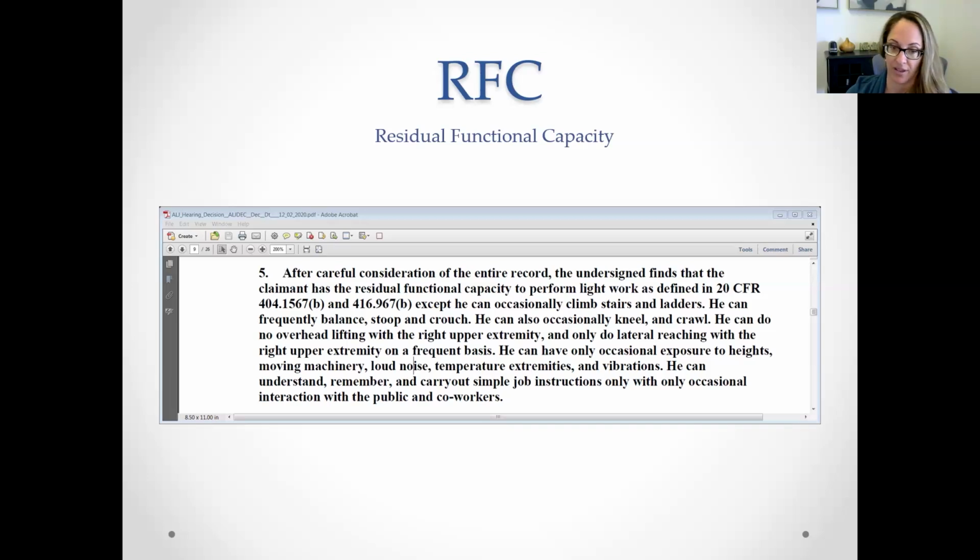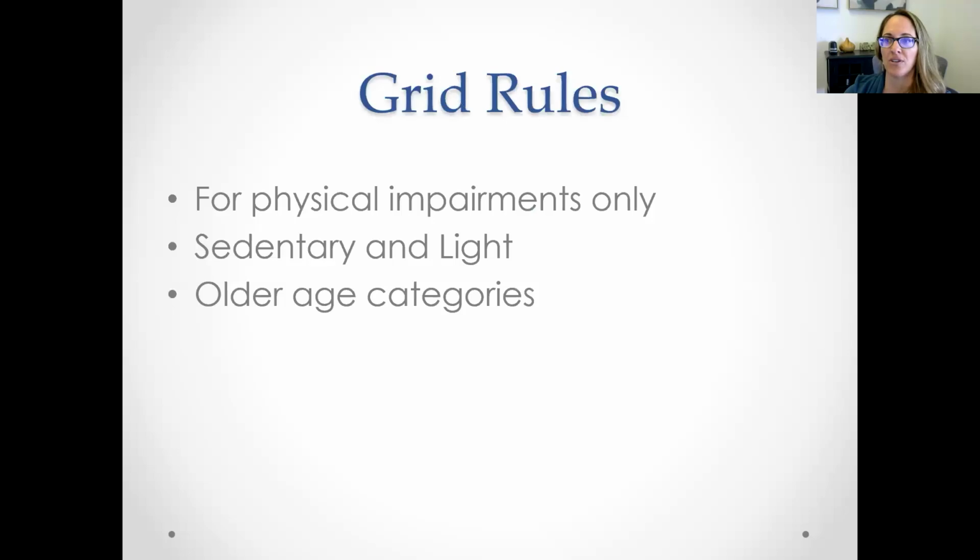And then if the vocational expert says no, then the judge says, are there other jobs out there that this person can do? Okay. There is another little tiny section that I like to point out, called the grid rules, and these are for people who have physical impairments only. This doesn't apply to people who have a mental disability.